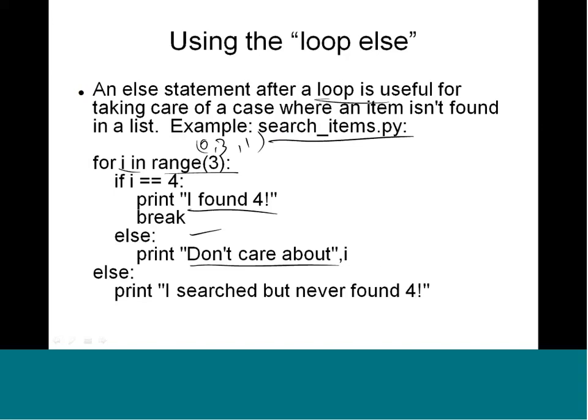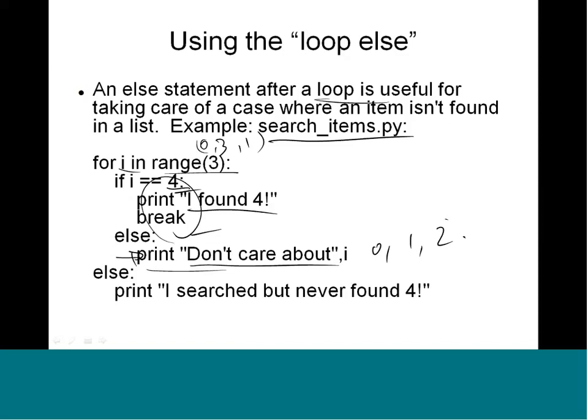Now, obviously, in this case, i will never be 4. So after going through the 3 iterations, it is going to exit the loop without anything, because here it says I don't care about i. So it prints don't care about 0, 1, 2. So those things get printed out by the statement.